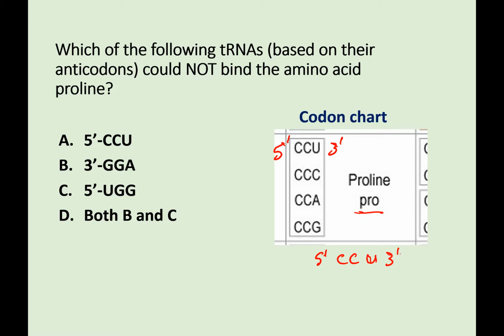The anticodon would have to be G, G, and then some other letter, right? It could be an A, a G, a U, or a C. Right? So GGA would work, and if you looked at this backwards, GGU would work, so both of these would work. So the question is, which one would not bind? So the answer is A. A is actually the codon. tRNAs have to have the anticodon.